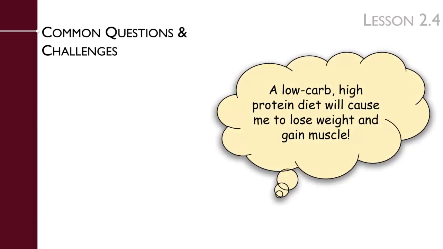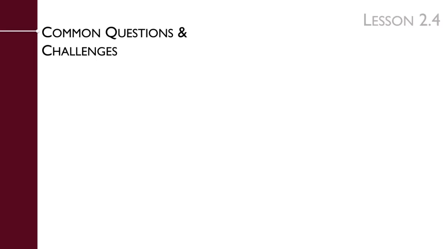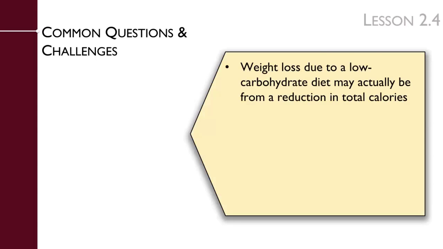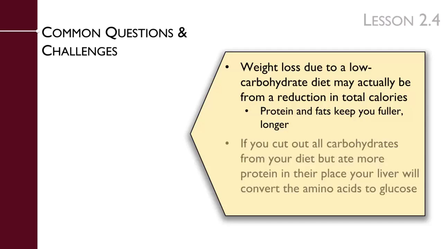Another misconception presented in this lesson is that low-carb, high-protein diets will cause you to lose weight and gain muscle. Actually, scientific studies have shown that weight loss due to a low-carb diet may actually be from a reduction in total calories, because protein and fats keep you fuller longer. If you were to cut out all carbohydrates from your diet but ate more protein in their place, your liver will simply convert the amino acids to glucose, and you will store the glucose as glycogen, just as you would if you had eaten the carbohydrates in the first place.